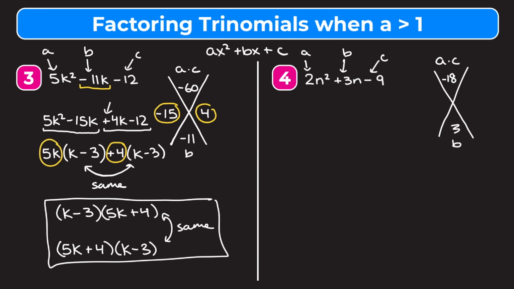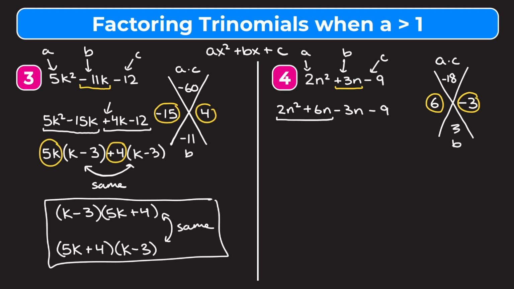Now we need two things that multiply to negative 18 that add to 3. So take a second and think about that. You could pause the video if you want. So we're going to do a positive 6 and a negative 3, because positive 6 times negative 3 is negative 18, and positive 6 plus negative 3 is positive 3. And now we want to go into splitting our middle term up into two terms with these numbers as coefficients. So we have 2n squared plus 6n minus 3n minus 9, and now we need to factor by grouping.